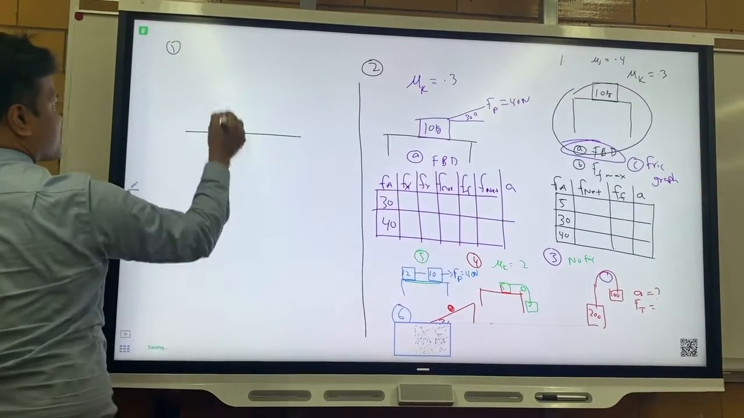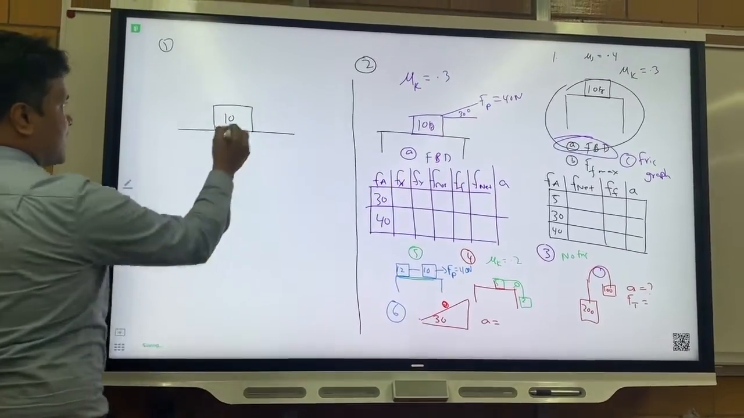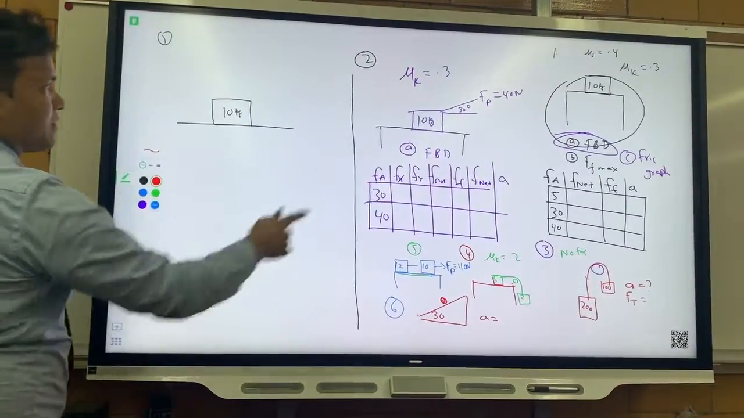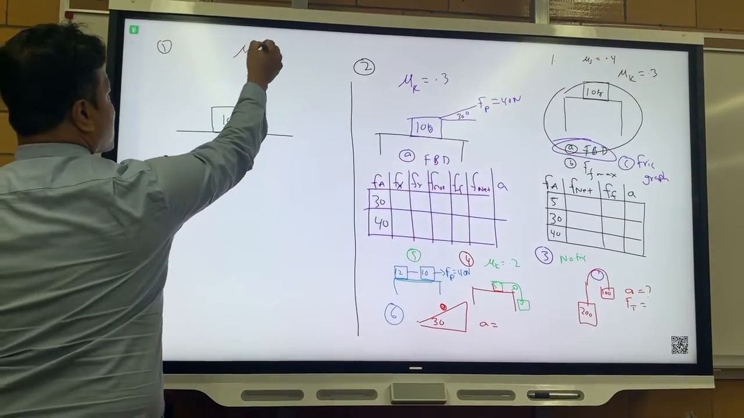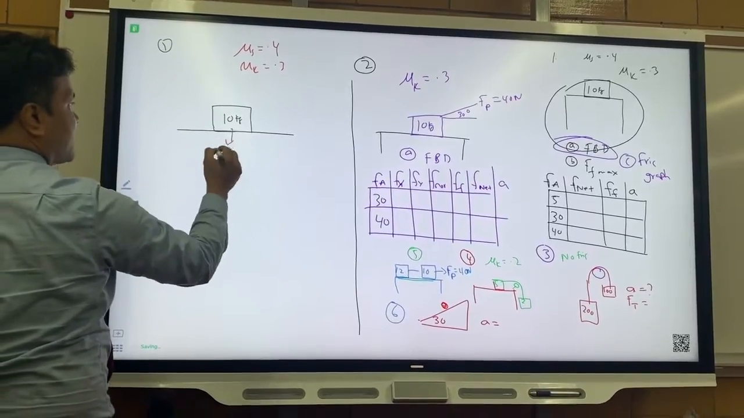This is number 1, folks. And this is 10 kilogram. And as you see, we are doing number 1. Mu s is 0.4, mu k is 0.3. Now first we're going to find Fg.